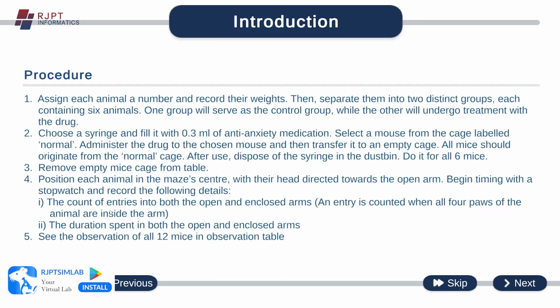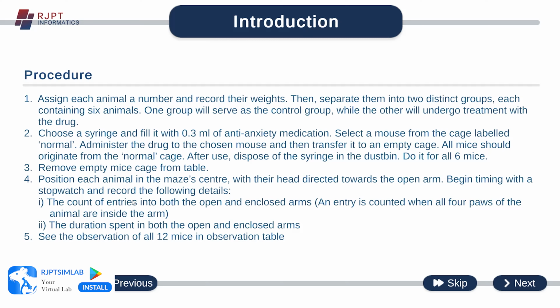Then the third step says to remove the empty mouse cage from the table, then position each animal in the maze center with its head directed towards the open arms. Begin timing with the stopwatch and record the following details. At first, count the entries into both the open arms and closed arms. An entry is counted when all four paws of the animal are inside the arm. Then, second, the duration spent in both open and closed arms.